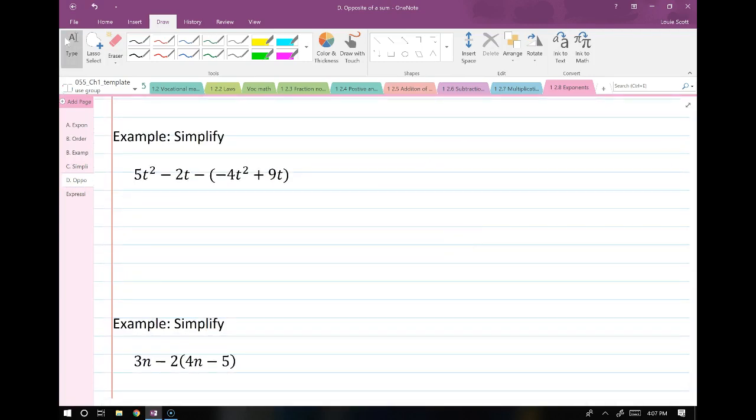So for this one, once again, I'm asked to simplify this, which means I got to drop all the parentheses and try and combine like terms. I have a negative sign out in front of my parentheses, so I got to apply that. So my 5t squared drops straight down, so does my negative 2t. My negative sign now distributes in. I have a negative 1 times a negative 4t squared. That is 2 negatives, which gives me a positive. Then I distribute my negative sign into the last term, and that gives me a negative 9t instead of a positive 9t. Now I got to combine like terms if I can.